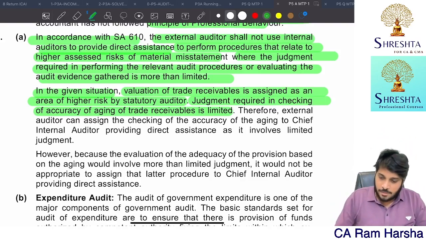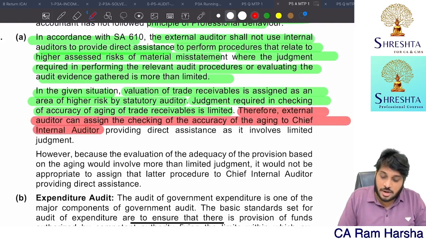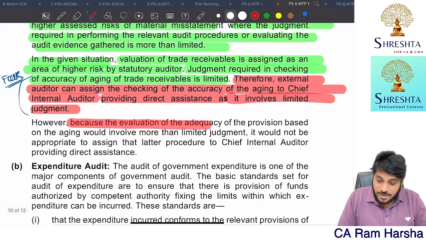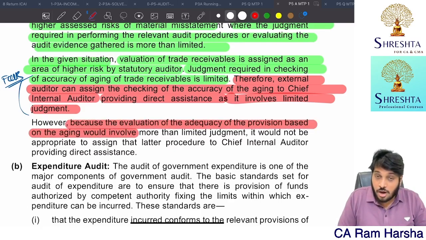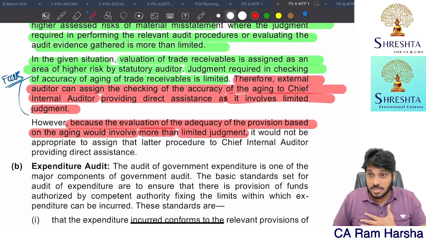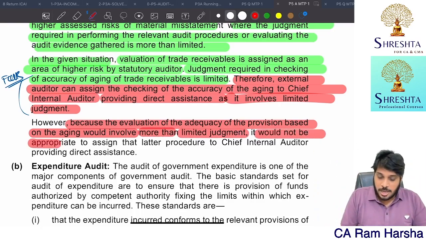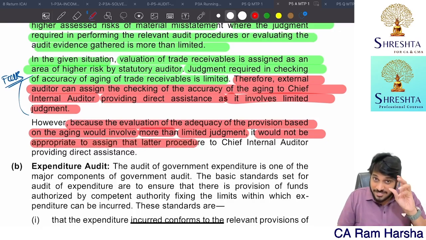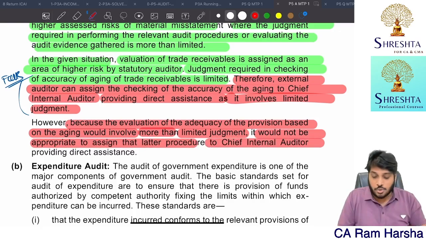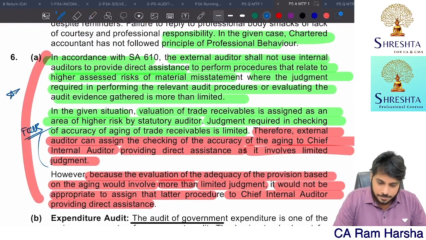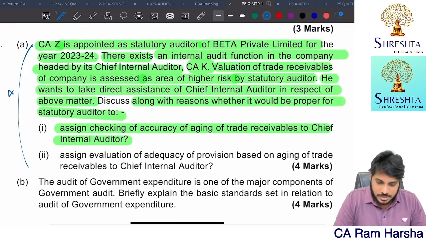Getting it? Therefore, the external auditor can assign checking of accuracy of aging to the internal auditor, providing direct assistance, as it is limited judgment, because aging analysis is based on facts. Whereas evaluation of adequacy of provision would involve more than limited judgment. Means higher judgment will be involved. It is not limited judgment. So it is not appropriate to assign the valuation part, the provision part, to the chief internal auditor providing direct assistance. It's a very good question. Compulsorily you read this without failure.